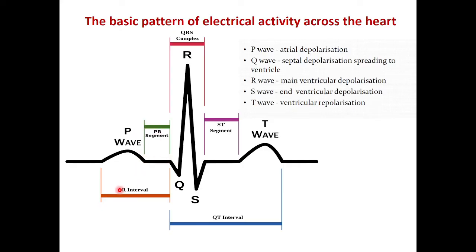Don't mix these two. This is the PR segment, at the end of P till the beginning of QRS, while the PR interval is from the beginning of P. Okay. This is the QRS complex, and this is the ST segment. The ST segment is from the end of S till the beginning of T.